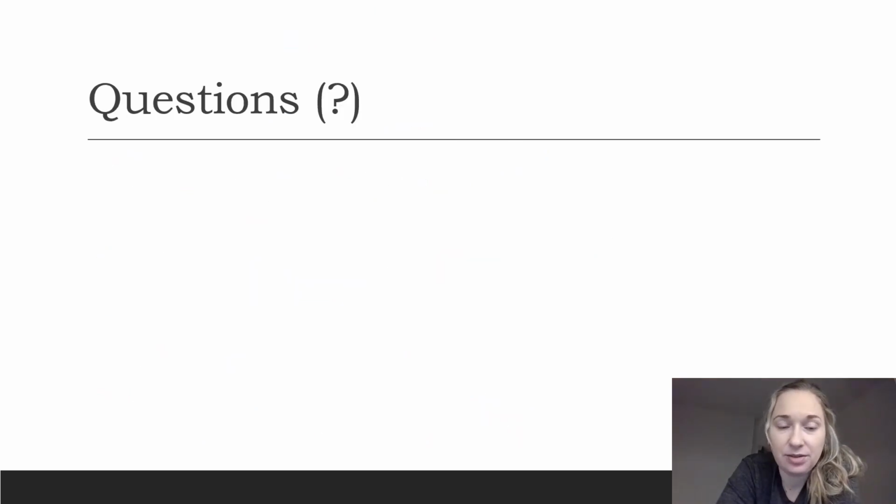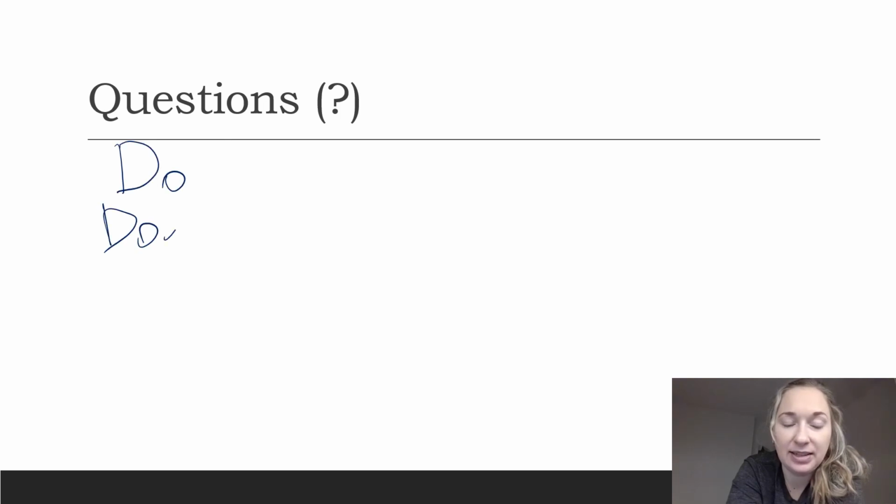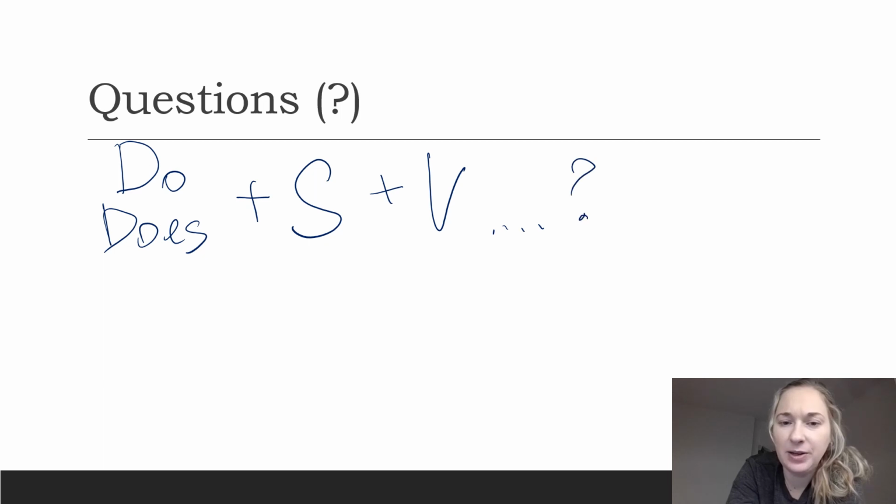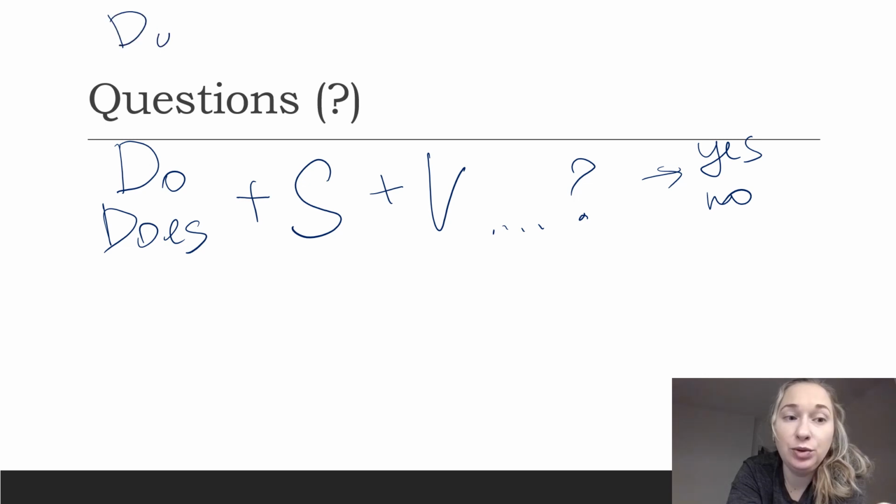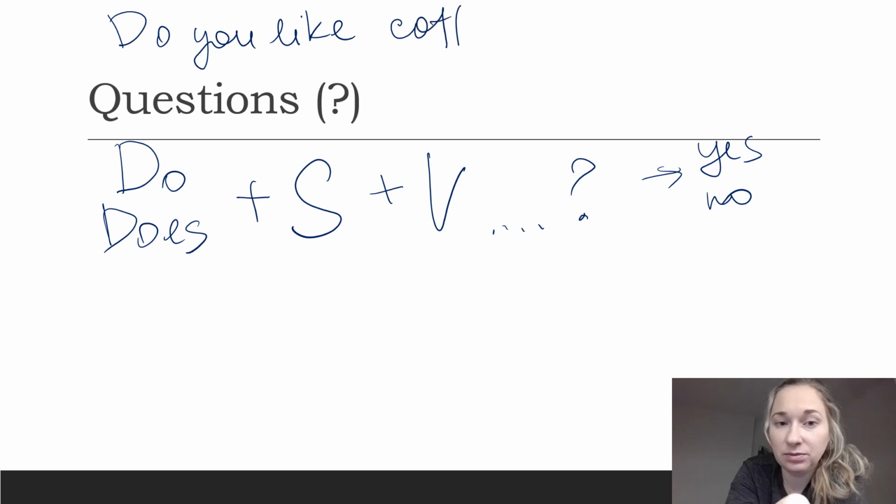How do we build questions? Well, questions are actually quite easy. For them, we need our help verb. For the present simple, we have do or does. Then we need a subject of the sentence. Then we need a verb, and then comes the rest. That would be a yes or no question. So, for example, let me write it on the top. Do you like coffee?